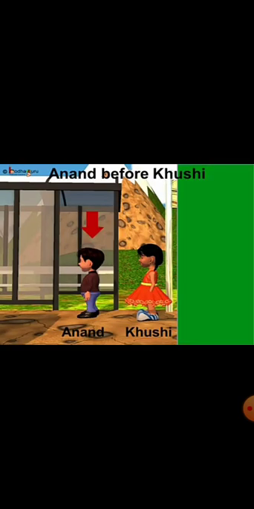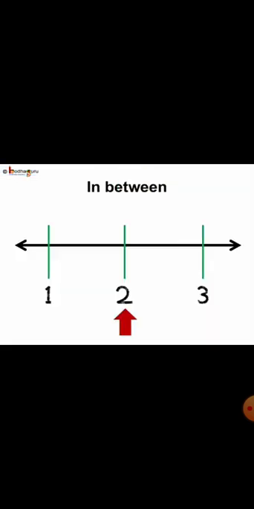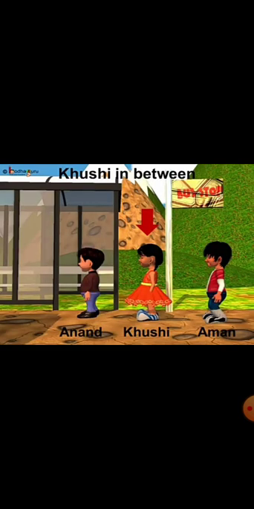It is the same way as we saw Anand came earlier or before Khushi and Khushi came earlier or before Aman, correct? So, number 2 comes after number 1 and before 3. It means 2 comes in the center or in the middle of 1 and 3. So, we can say 2 comes in between the number 1 and 3. It is the same way Khushi stood in between Anand and Aman in the queue waiting for the school bus.